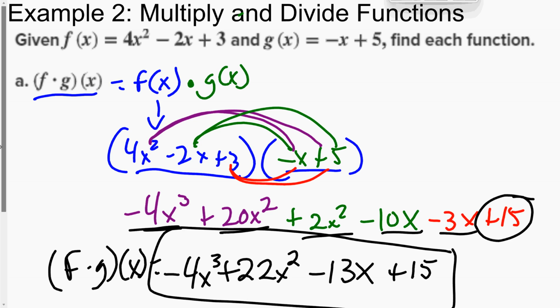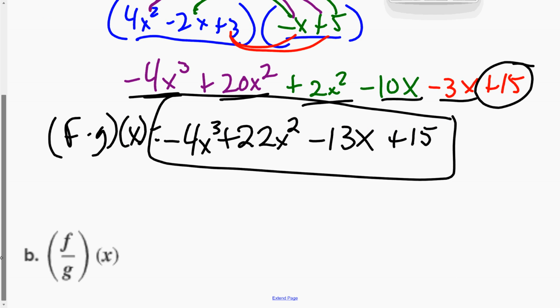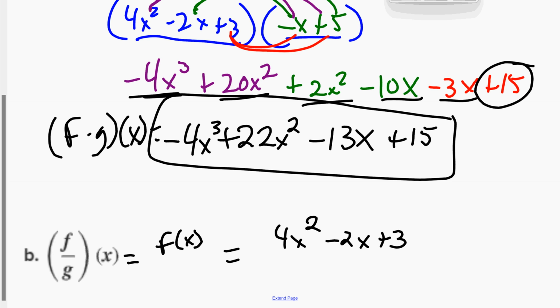Alright, so that is multiplication, and then we have division, of course, and again, like I said in the first video, if g was on top, then I would put g on top, but since f is on top, that means I'm going to put f of x on top. And f of x is 4x squared minus 2x plus 3. And then g of x is on bottom. So I'm going to divide by g of x, which is negative x plus 5.